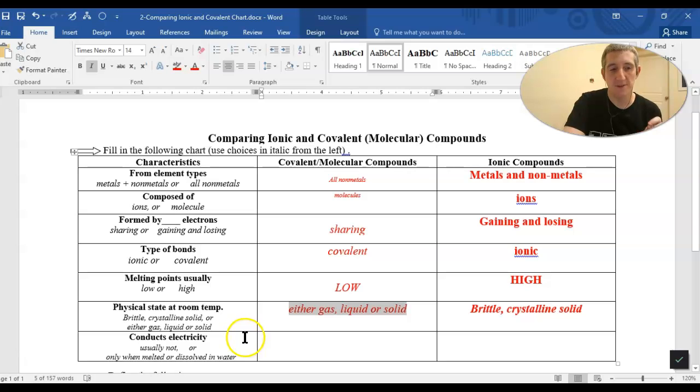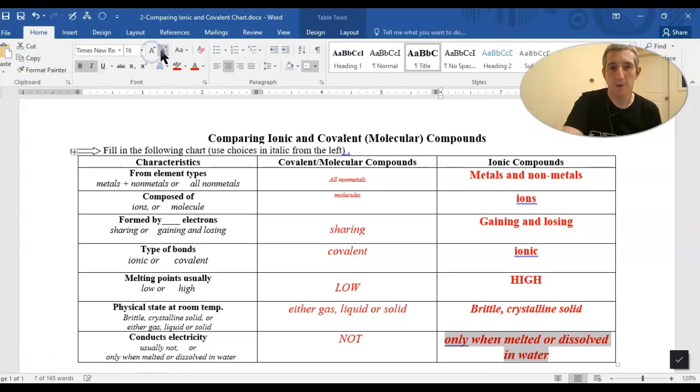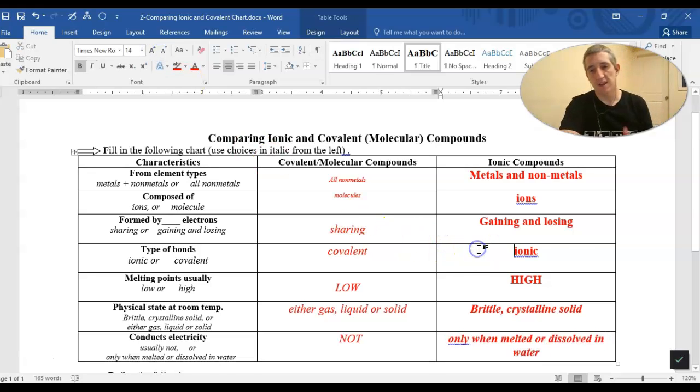Conducts electricity, specifically when dissolved in water. Now, again, as a solid, neither is going to conduct electricity. But when dissolved in water, covalent compounds do not. So red and 14. And then over here, ionics, when melted, we actually pick up the vocab molten, which is a nice vocab word. Melted, or specifically when it is dissolved in water, which picks up the vocab aqueous. And so those are the differences.